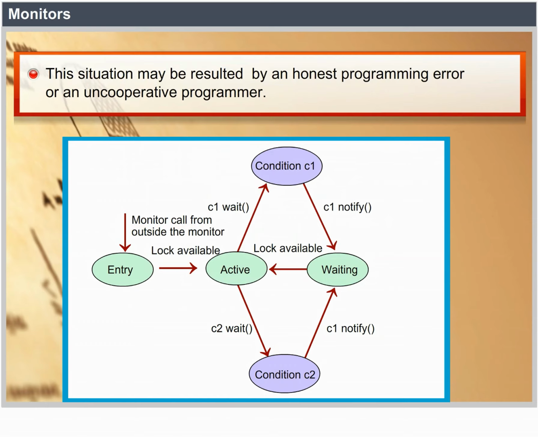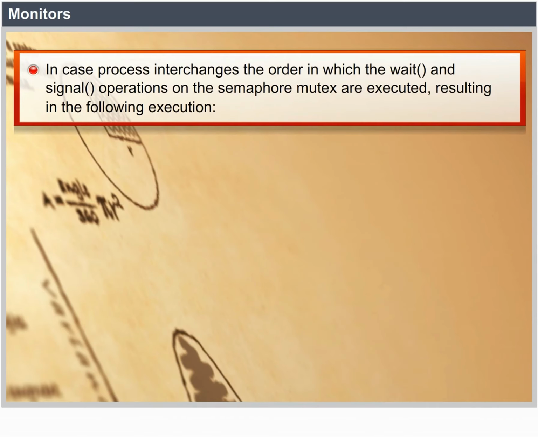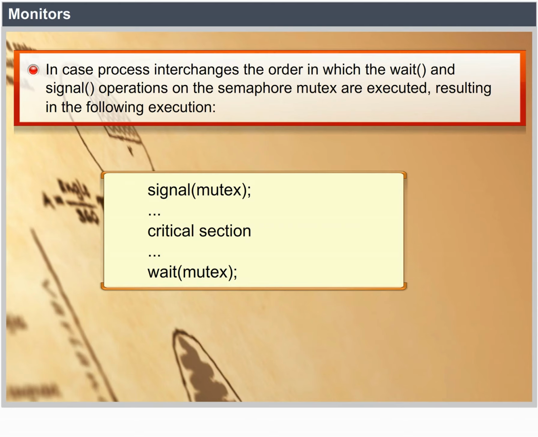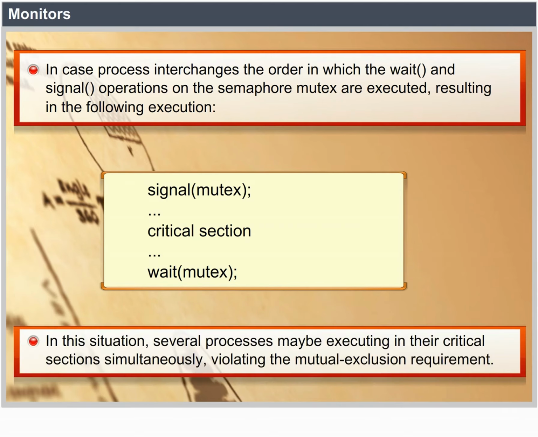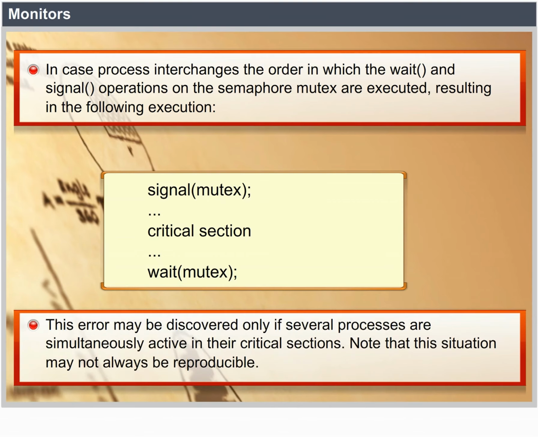Suppose that a process interchanges the order in which the wait and signal operations on the semaphore mutex are executed, resulting in the following execution. In this situation, several processes may be executing in their critical sections simultaneously, violating the mutual exclusion requirement. This error may be discovered only if several processes are simultaneously active in their critical sections. Note that the situation may not always be reproducible.